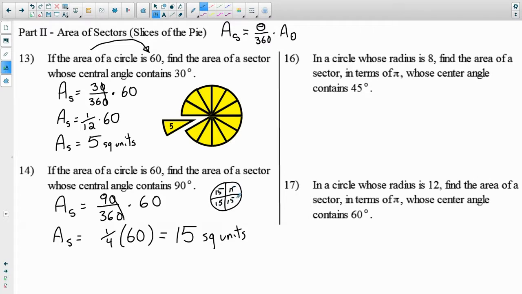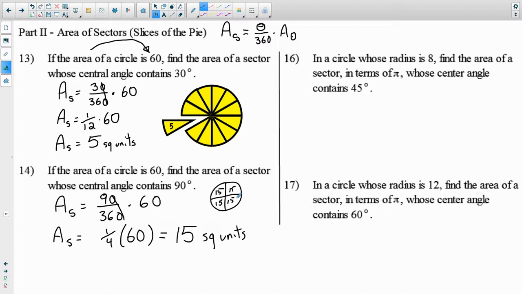Simple as that. Well, let's take a look at 16 and 17, and that's what we'll end this part of the lesson, the first part, with problems that are slightly more complicated, but not that much. In these two problems, I am going to start utilizing my card, and we are going to be talking about this in terms of pi for both of them. 16. In a circle whose radius is 8, find the area of a sector in terms of pi whose central angle is 45 degrees.